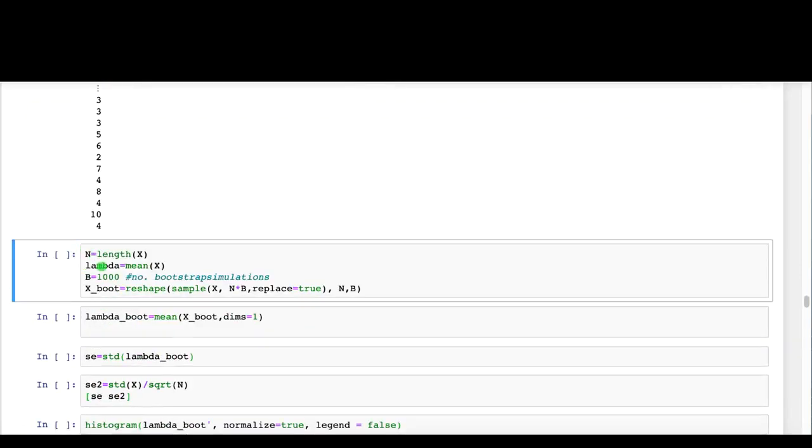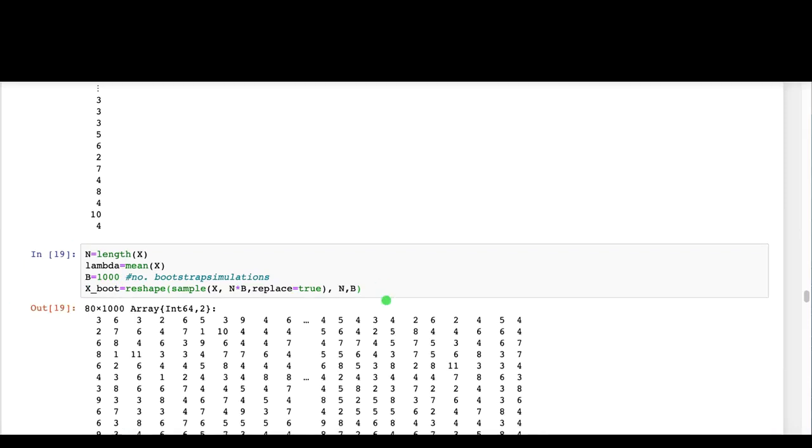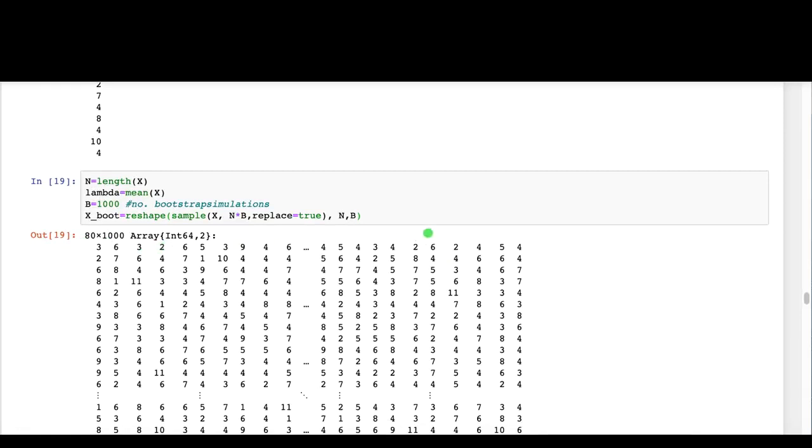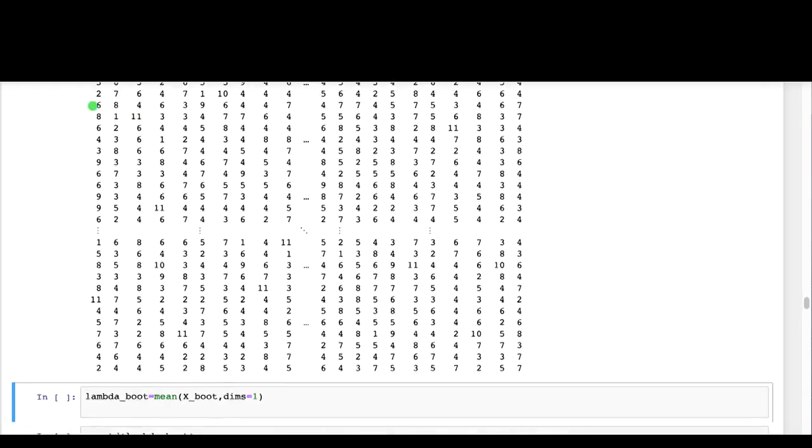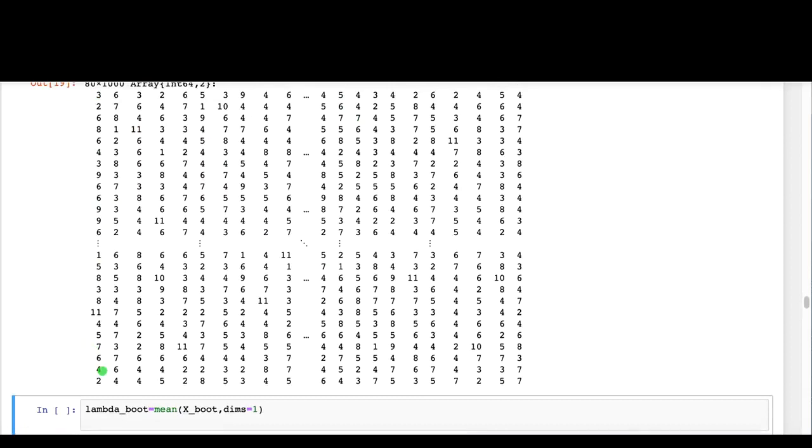So now we obtain our point estimate as the mean of X, as we saw in an earlier problem. And we let capital B be equal to 1000, and we form the matrix X boot, which will be a capital N by capital B matrix, in other words an 80 by 1000 matrix. And each column consists of 80 draws from the data vector X that we saw before. So you can think of each of these 1000 columns as a possible data set that you might have seen instead of the one that you actually did see.